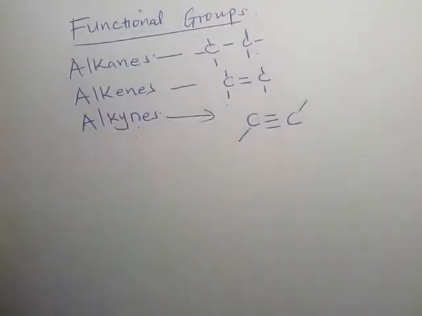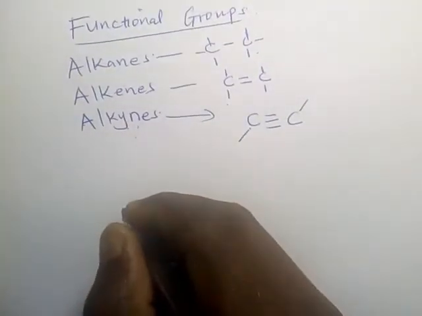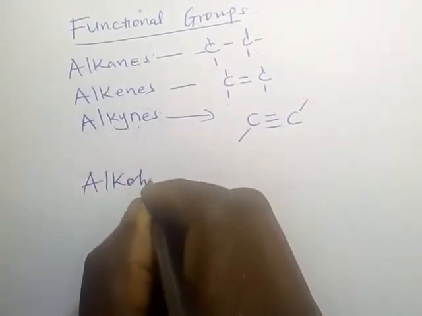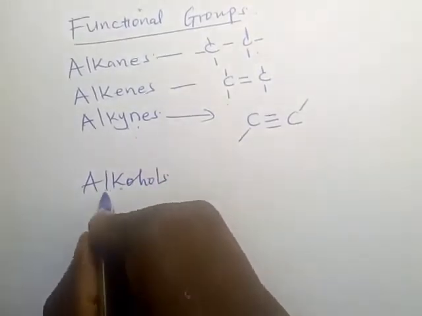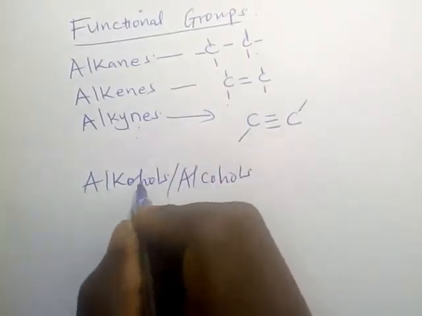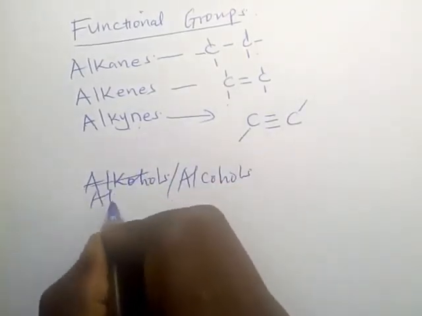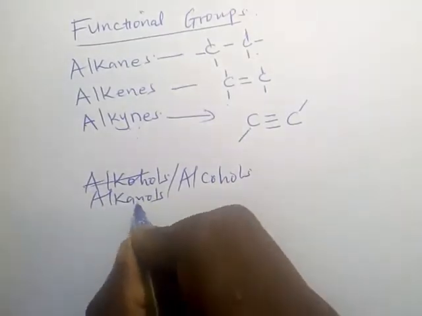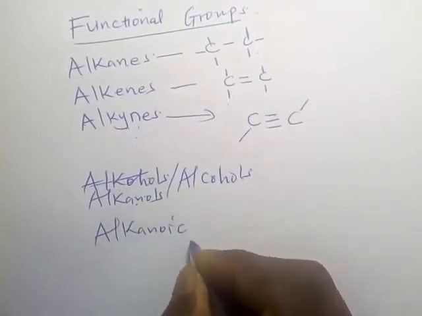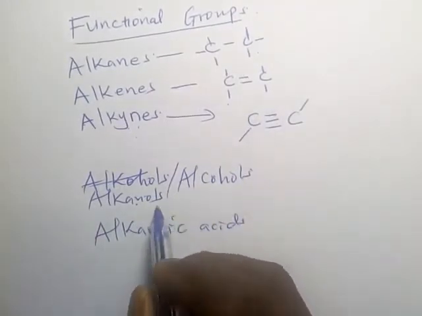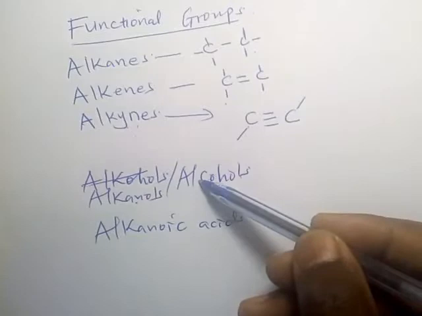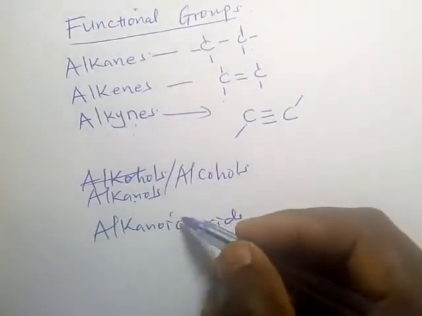In organic 2, we learned the other 2 or 3 functional groups: the alcohols and alkanoic acids. The alcohols we call alkanols. The alkanols or alcohols, and then we have alkanoic acids. So in form 4, that is organic 2, these are the major functional groups we learned.